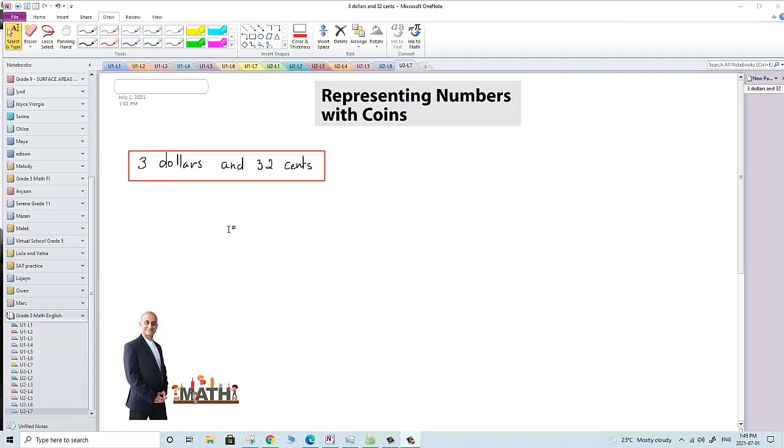Good morning, student. It's saying representing numbers with coins. We have a question from the teacher saying represent $3.32 on the paper. So I have in my mind $3.32.